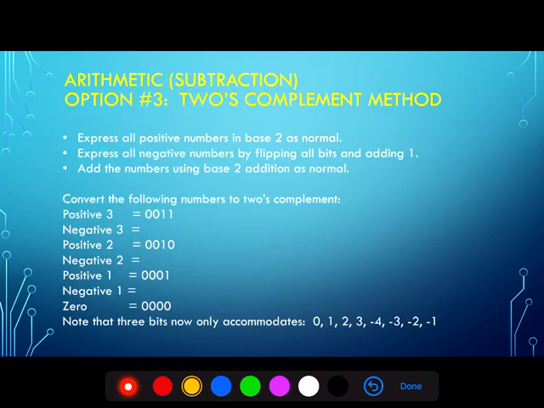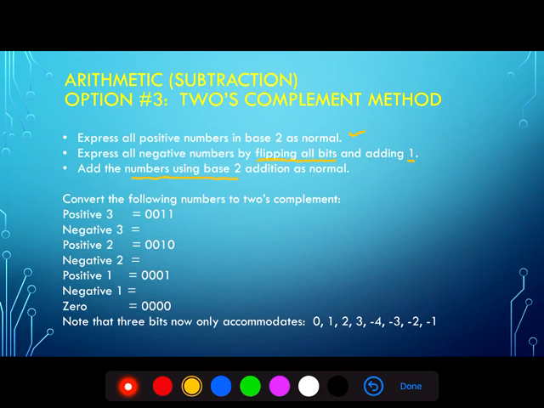In this method, we'll express all positive numbers in base 2 as we normally do. Then we'll express all negative numbers by doing what's called the 2's complement technique. This involves flipping all the bits, 1s to 0s and 0s to 1s, and adding 1 to the result to come up with a representation of that same number in its negative form. And then we can add the numbers as normal in base 2, and if we get a negative number as the result, we'll have to perform the 2's complement again to understand what the meaning of that number is in base 2. Let's take a look at a few examples here.